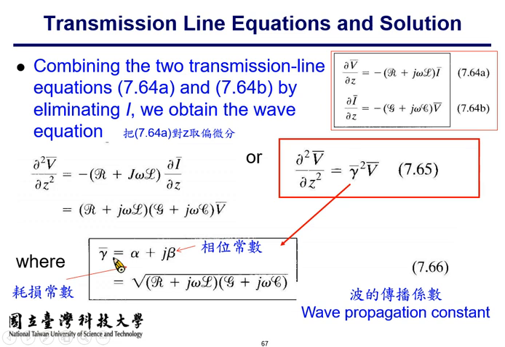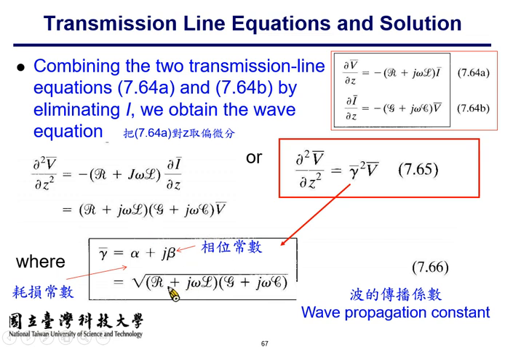So even though gamma is a complex number, it is actually located in the first quadrant of the complex plane because both alpha and beta are positive real numbers. Okay? And the relationship between the propagation constant gamma and the other transmission line parameters is this. Gamma equals the square root of R plus j omega L times G plus j omega C. Okay?